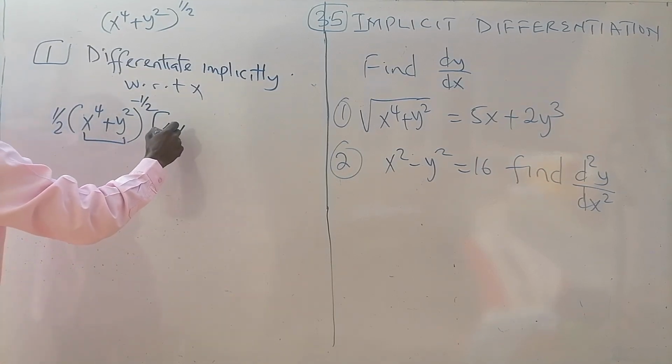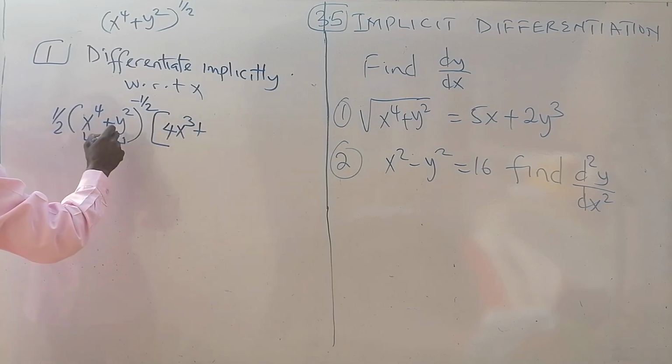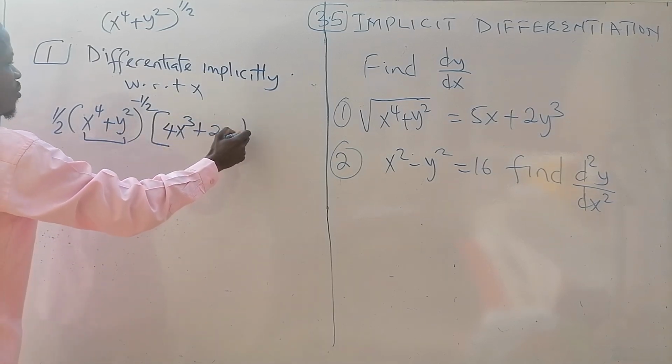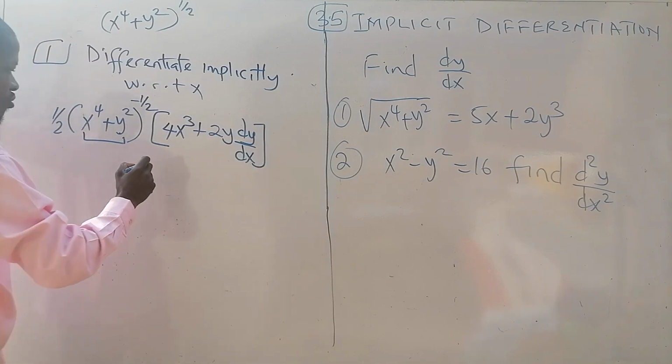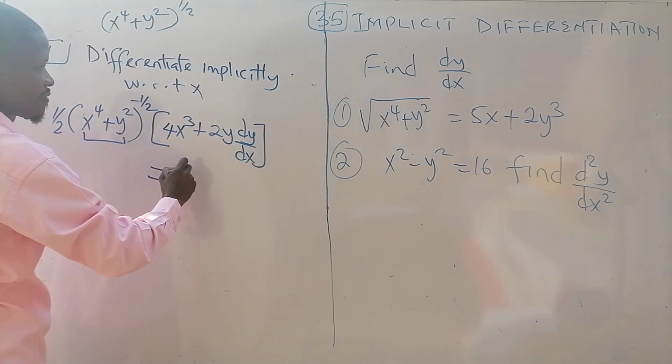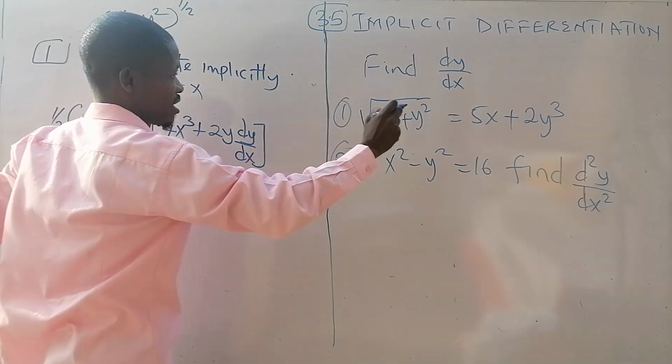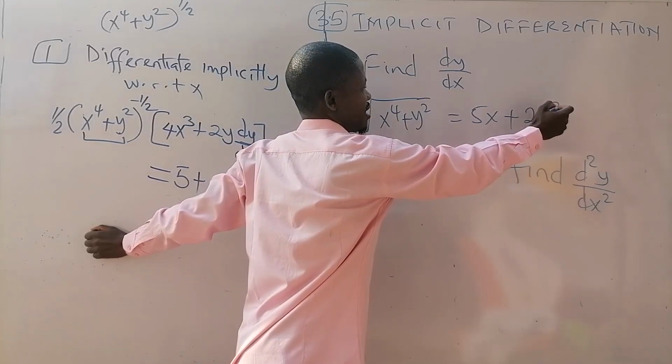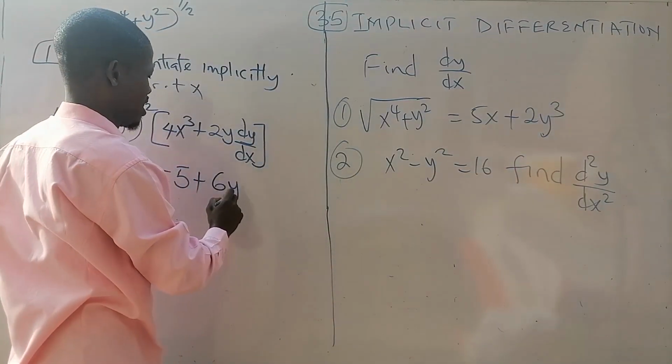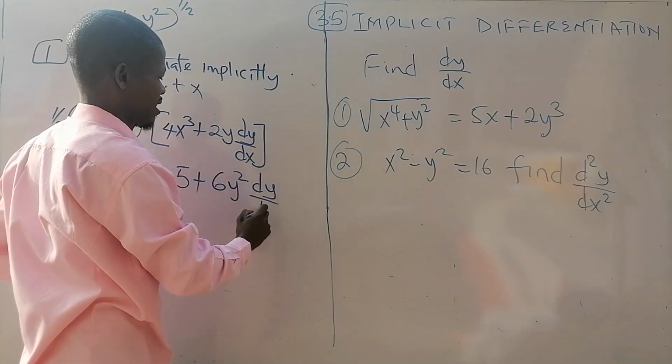And that will be 4x cubed plus this one will be 2y dy/dx, equal to, if you differentiate 5x, you have 5, then plus, if you differentiate this one, it's going to give you 3 times 2, that's 6y squared dy/dx.